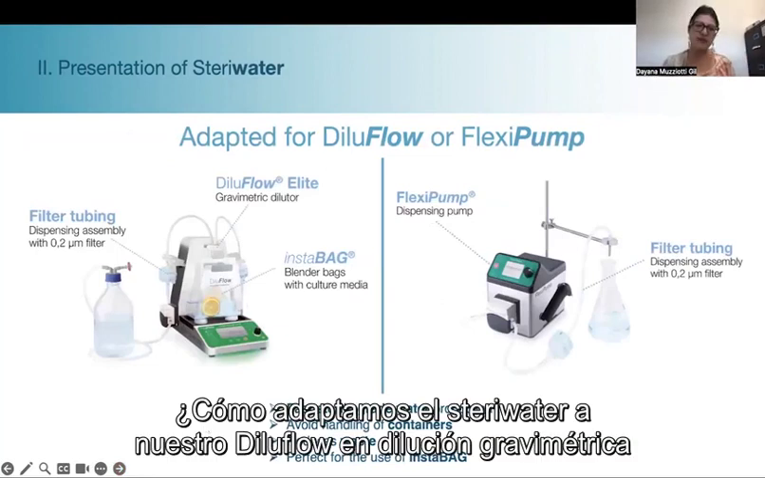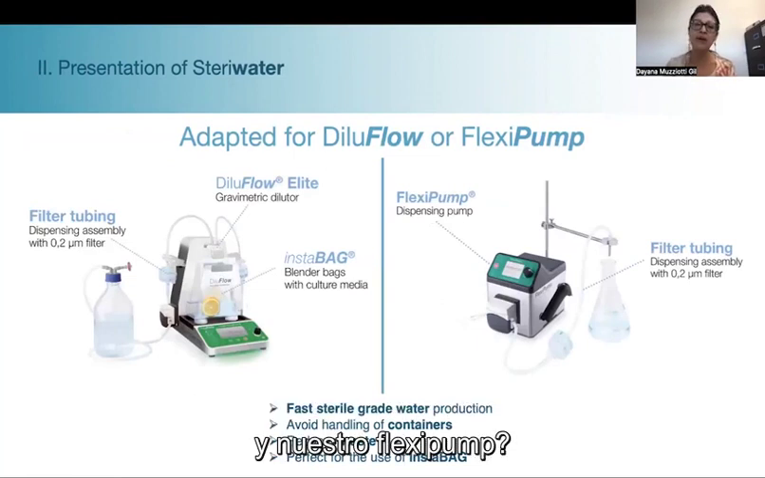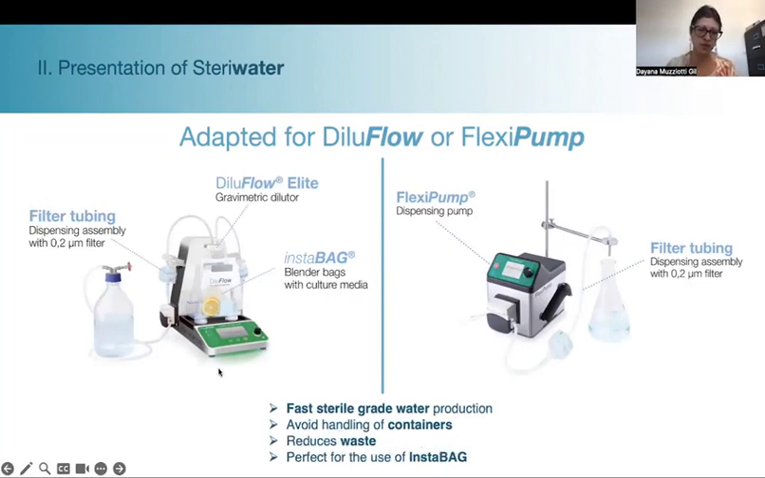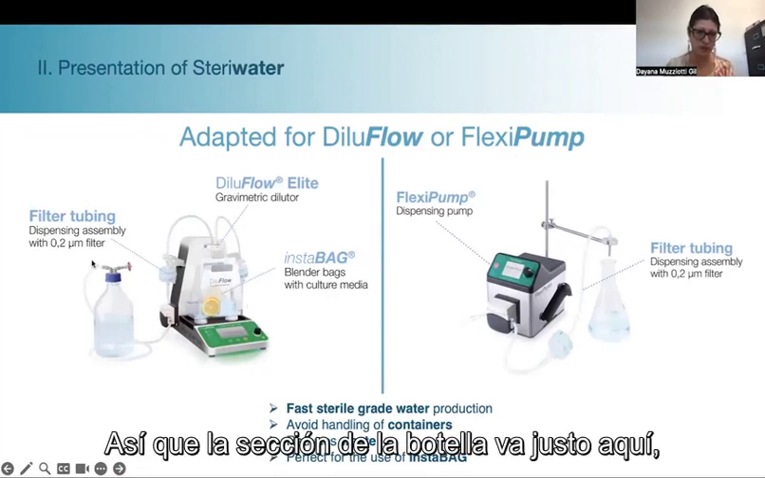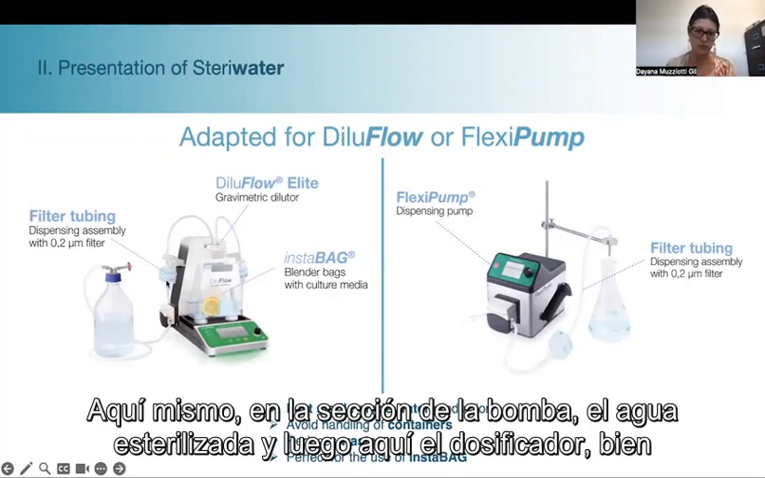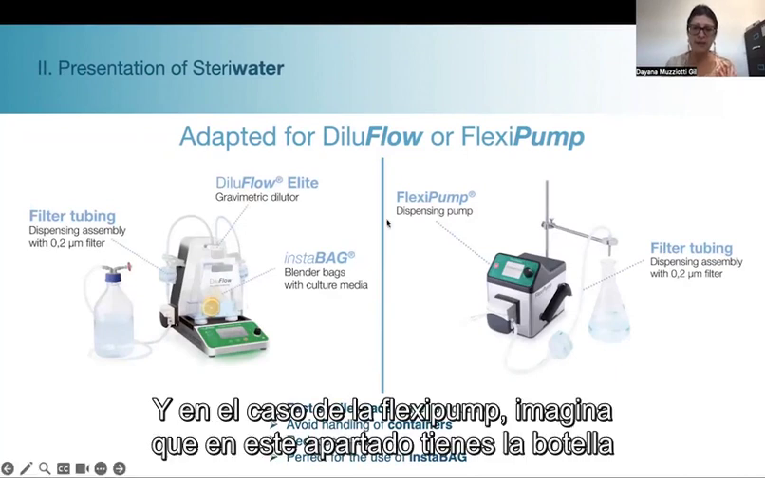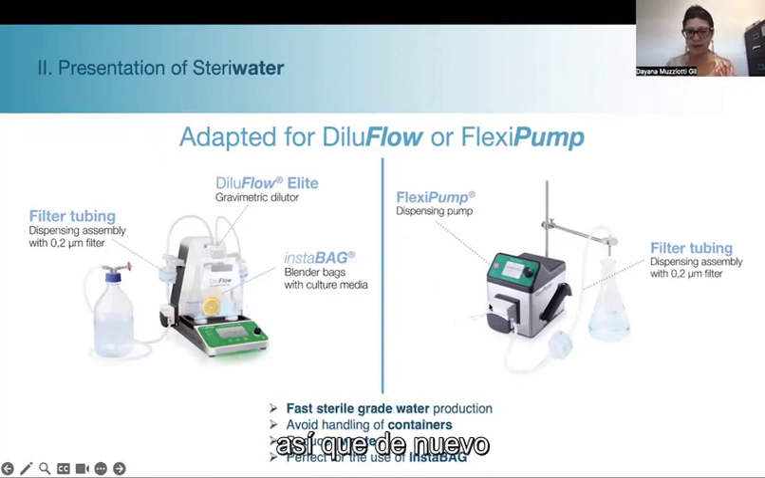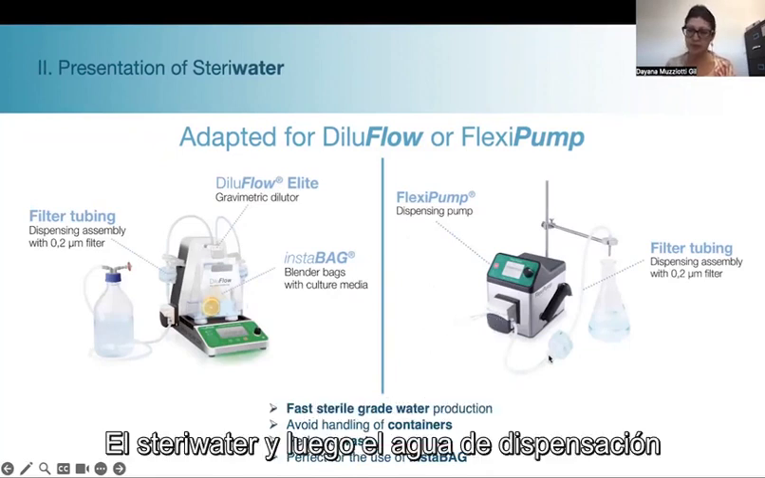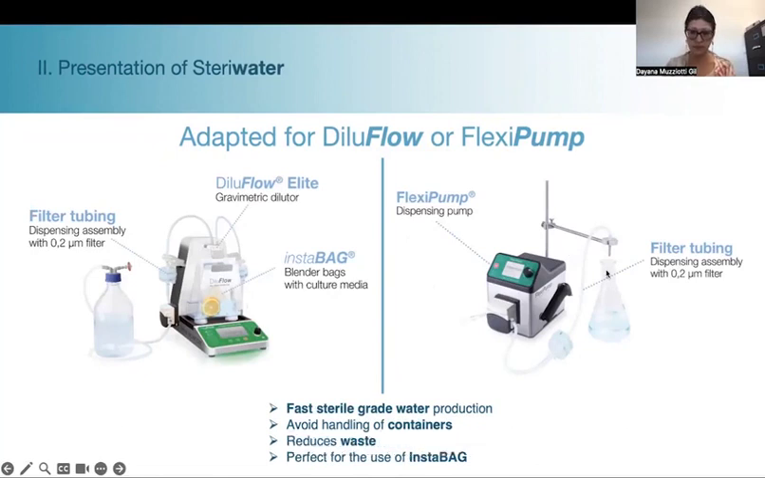How we adapted the sterile water to our DiluFlow gravimetric diluter and our FlexiPump. So basically, as you can see in this image, you just install the sterile water as I am showing right here. So the section of the bottle goes right here. Then right here, the section of the pump, the sterile water, and then here the dispensing one, okay? And in the case of the FlexiPump, imagine that in this section you have the bottle. So again, the head pump, the sterile water, and then the dispensing water.